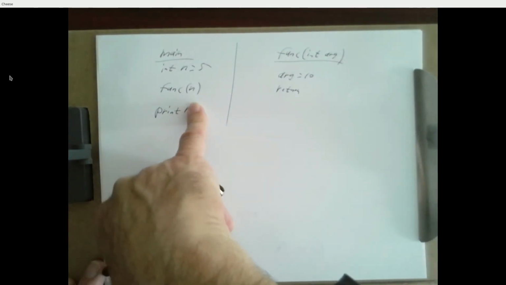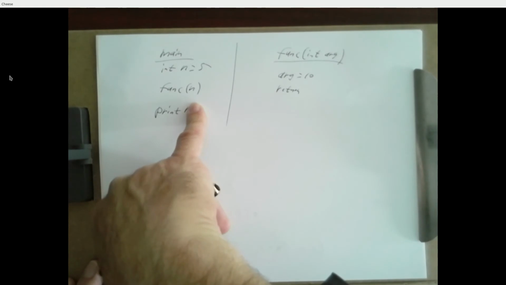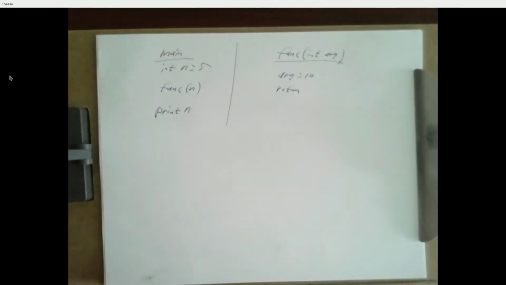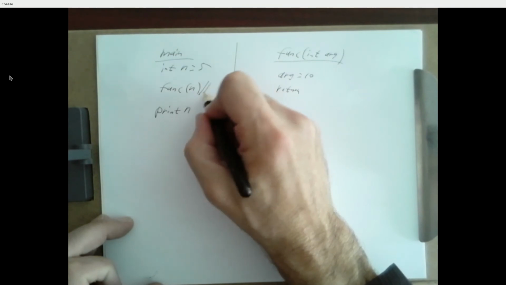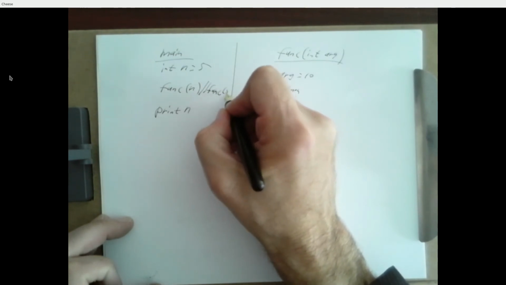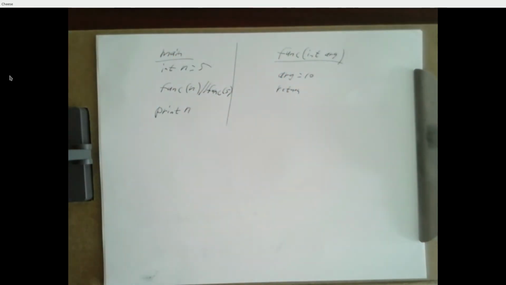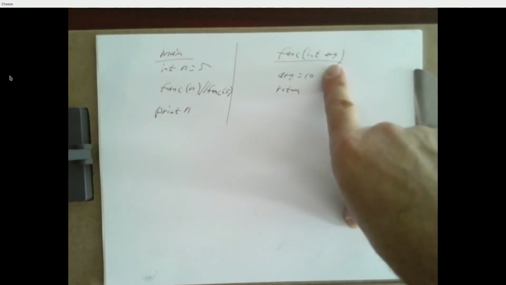And the buzzword is we're doing pass by value. So when we call function n, we're effectively saying function 5. And down here, all we know is arg is equal to 5. Nothing to do with n.